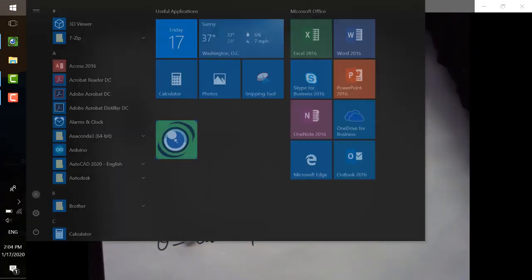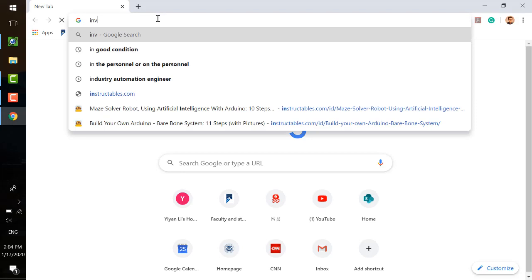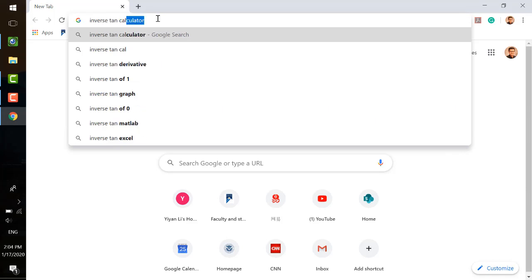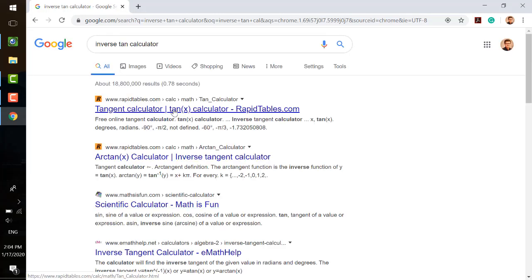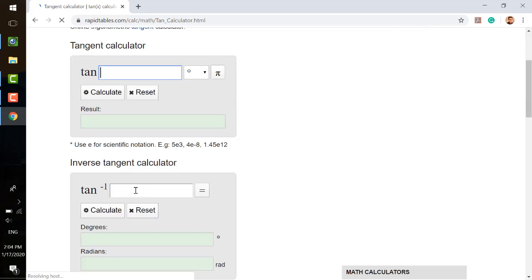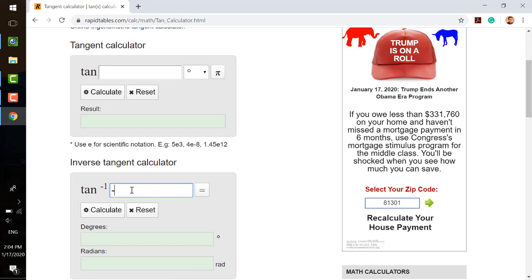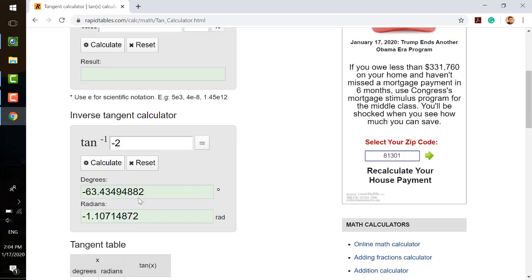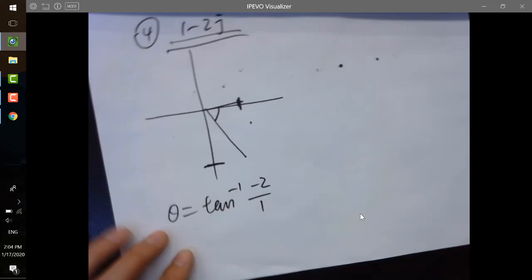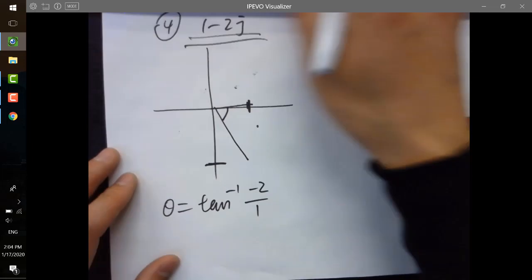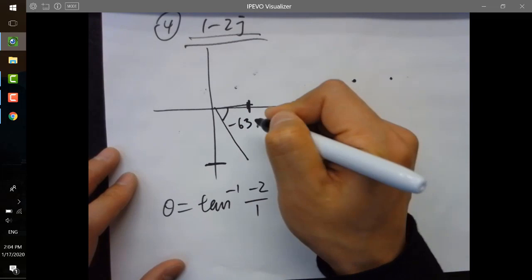Let me show you how to do it. Inverse tan calculator. Now let's take a look. All right, let's put -2 there and see what the angle is. -63 degrees on the paper here. What's this angle?